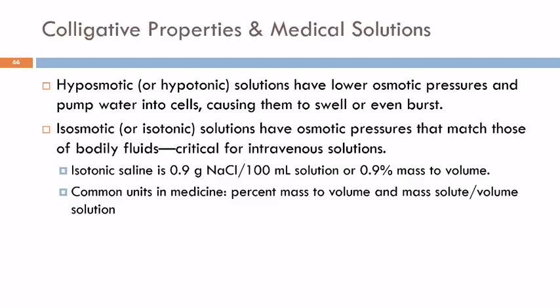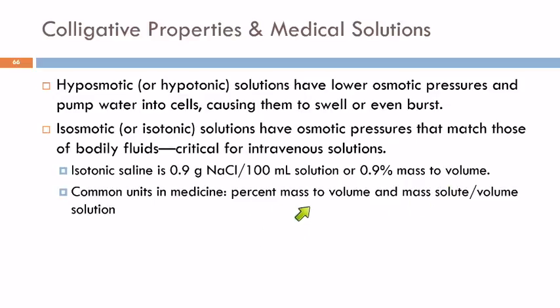For human bodily fluids, an isotonic solution, iso being a prefix meaning the same, will neither draw liquid out of your cells nor cause it to go in. It'll just be kind of neutral. And so 0.9 grams of sodium chloride per 100 milliliters of solution. That's a mass to volume ratio, or it's also called 0.9% mass to volume. So 0.9 grams of sodium chloride in 100 milliliters of water or solution.